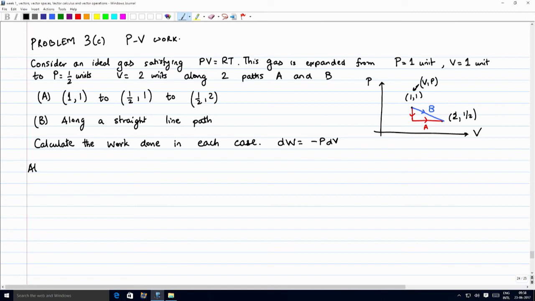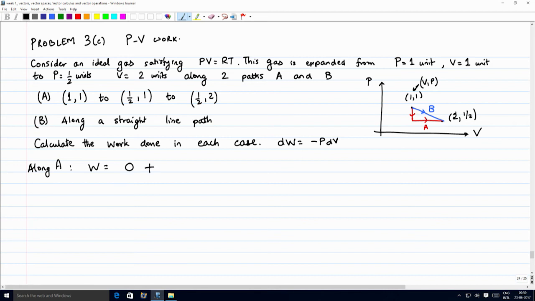So, along A, W is equal to... Now there are two parts to the path. In the first part, your pressure is changing, but your volume is kept fixed. Since the volume is fixed, dV is 0, and since dV is 0, the work done is 0.